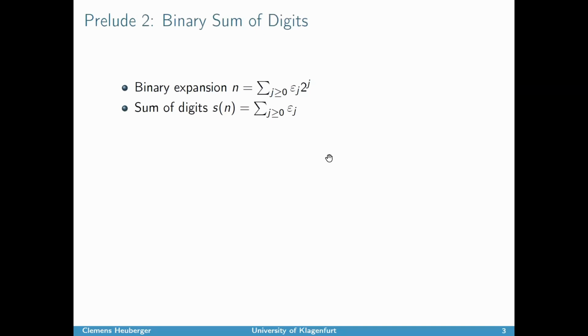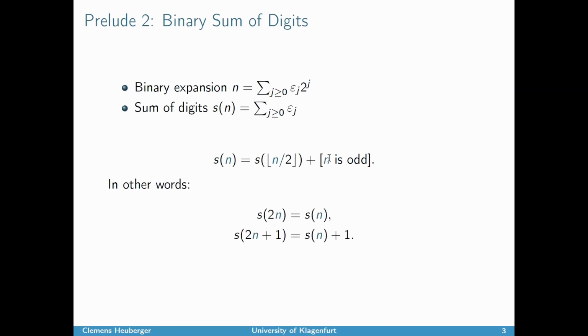Example number 2, binary sum of digits. So binary sum of digits, well, I don't think I need to explain what it is. And we have a similar recurrence. So S of n is S of n halves plus Iversonian of the least significant digit. So if it's odd, then it's 1 plus the rest. And if it's even, then it's just the sum of digits of n over 2. So in other words, I'm rewriting it in the same way as before. S of 2n is S of n. And S of 2n plus 1 is S of n plus 1.